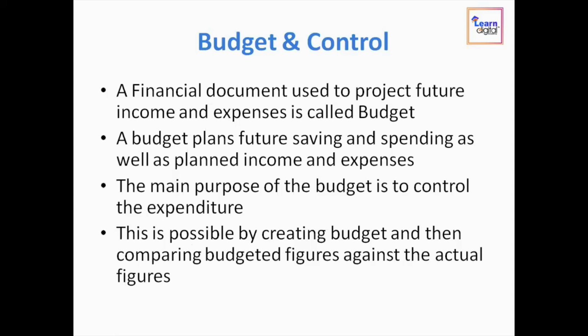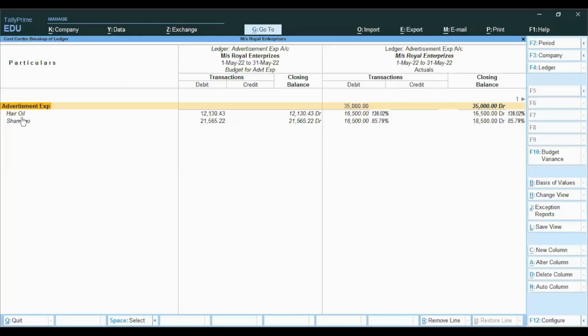So this is what the budget is. It is a very important document. It is very important for planning future savings and expenses also. And as we have seen, we have compared both actual and budgeted figures. The main purpose of the budget is to control the expenditure. The report shows that for hair oil we have better control on branding, but compared to that, for shampoo we have spent extra money. So we need more control on shampoo branding.